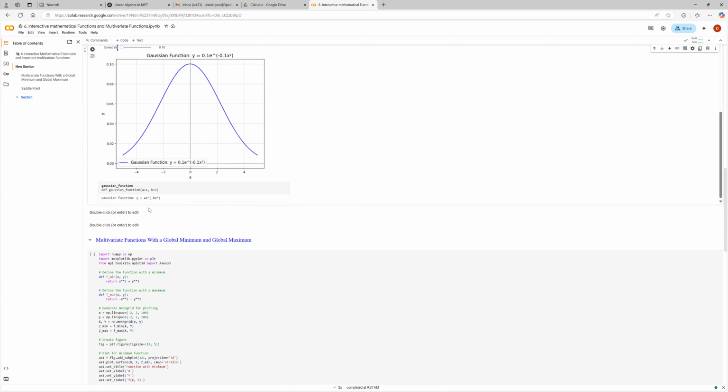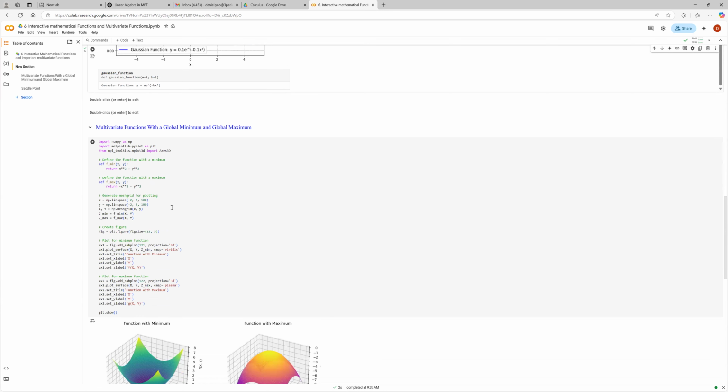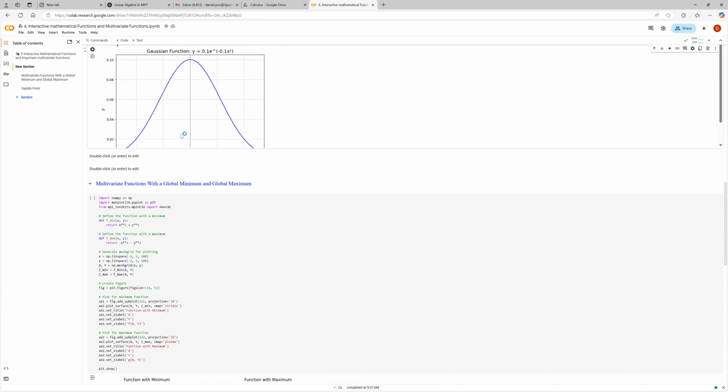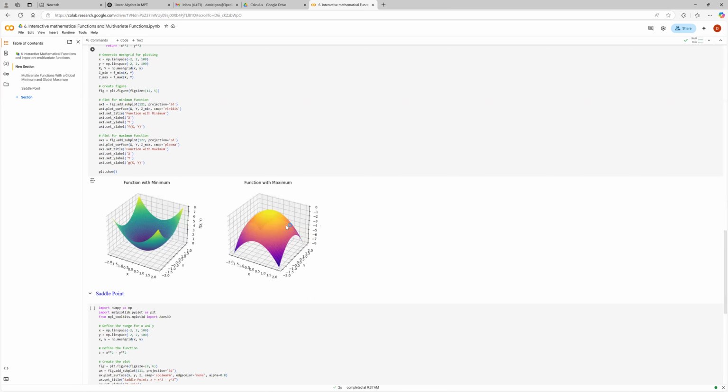Now I'll talk briefly about multivariate functions. This is like x squared plus y squared. We have to add the y squared, because here it was univariate, where it's just x. Here we have x and y. So I show a function with a minimum and a function with a maximum.